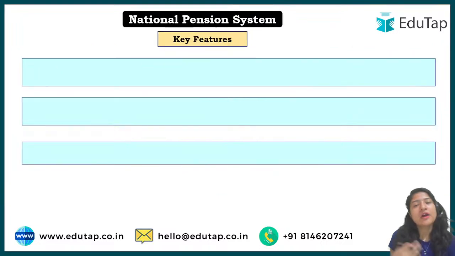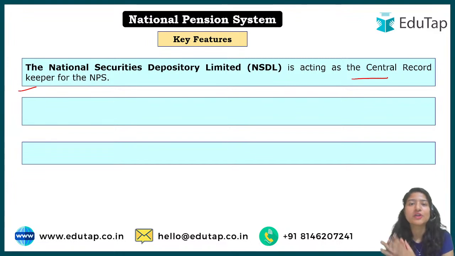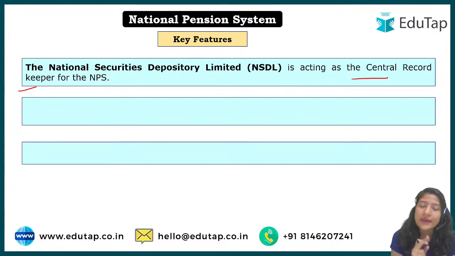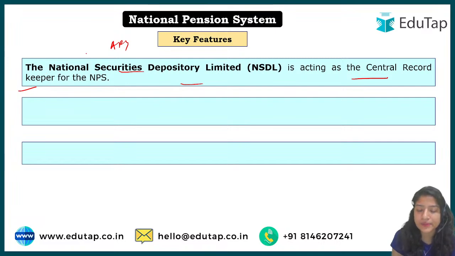ठीक है. Now let's talk about some other key features, and first the body that will act as a central record keeper. तो basically this body, the National Securities Depository Limited, will work as the central record keeper, which means it will keep all the records of the people that are part of NPS. Not only NPS but also APY. Please mind, APY में भी National Securities Depository will act as a CRA. ठीक है, सेंट्रल रिकॉर्ड कीपर की तरह वो एक्ट करेगा.